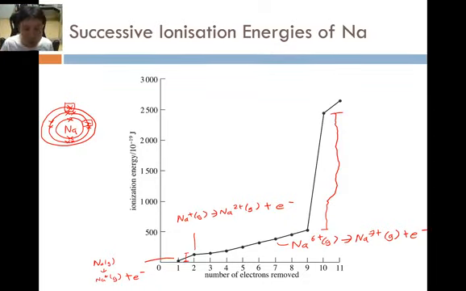So the point is that whenever there's a large jump, it always signifies that the next electron to be removed is from an inner principal quantum shell. And this allows you to tell the group number of the element. If the jump is from 1 to 2, it's telling you that the second electron is from an inner principal quantum shell. And since the second electron is from the inner principal quantum shell, there is exactly only one electron in the valence shell. Since the group number represents the number of electrons in the valence shell, it tells you that this element is in group 1.